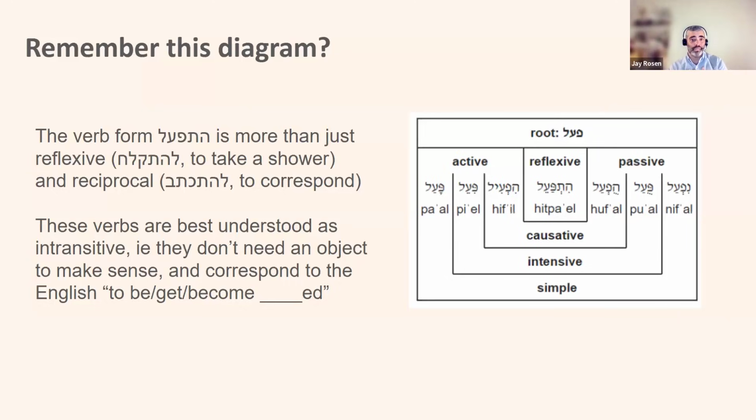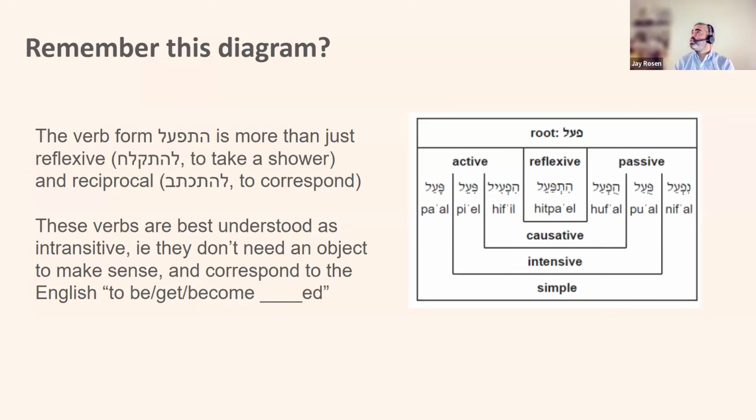Reflexive means to do something to yourself, like lehitkalech, to take a shower, lehistapel, to comb your hair, and so forth. Versus reciprocal, lehitkatev, to do something with one another, in this case, to correspond. Reciprocal is to do something with one another. Lehitkasher, to get in touch with. It's better to think of hitpa'el as another big word, intransitive. Intransitive verbs are verbs that don't need an object to make sense. And they correspond to the English, among many things, to get or become something.